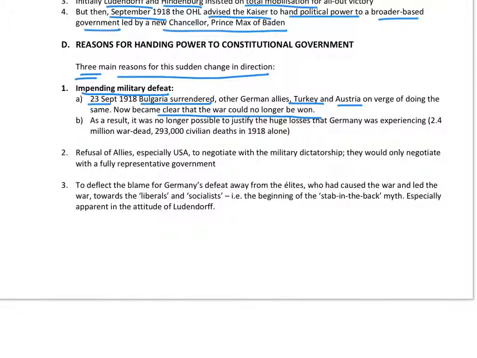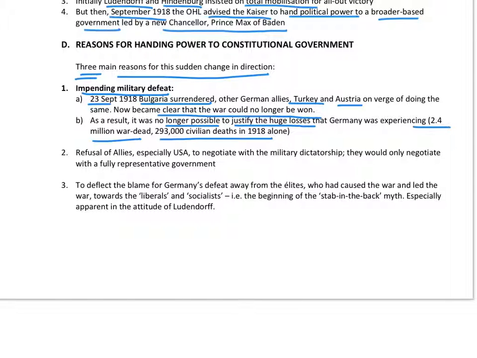So as a result, it was no longer possible to justify to the German people the 2.4 million war dead by 1918, including 293,000 civilian deaths in 1918 alone. So that justification, remember, in terms of Germany's war aims, the reasons for going to war were all about a quick victory in 1914. Now, nearly 4 years later, there's no justification.